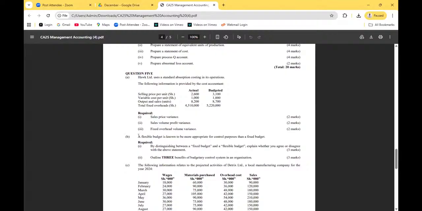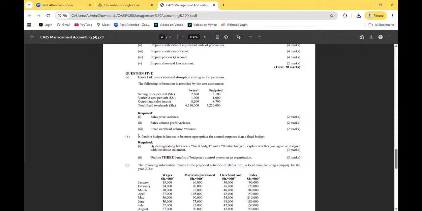So what are we being told? By distinguishing between a fixed budget and a flexible budget, explain whether you agree or disagree with the above statement. What is that above statement? A flexible budget is known to be more appropriate for control purposes than a fixed budget. So we can agree. Of course, you are given an open end to either agree or disagree with that statement.